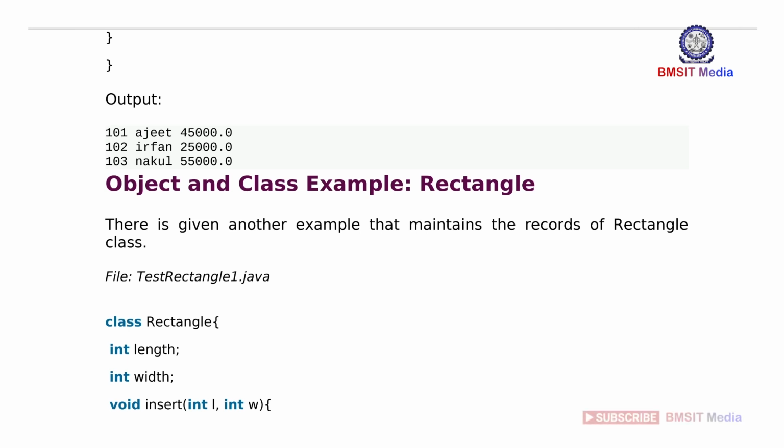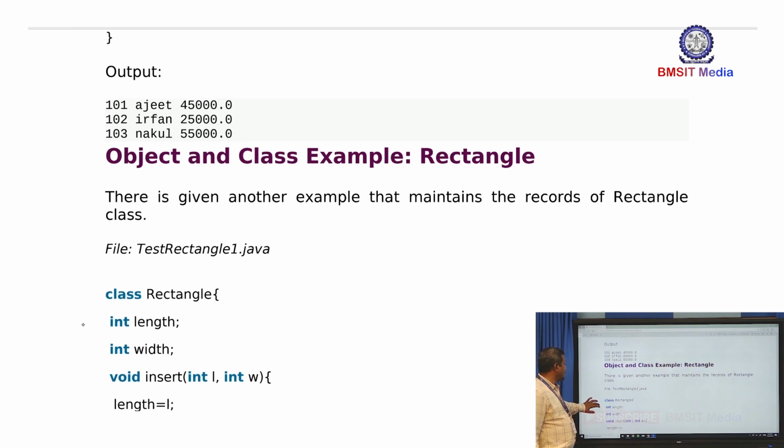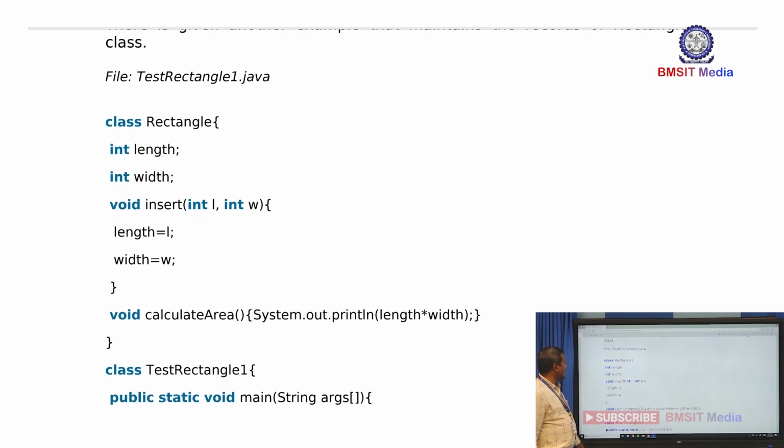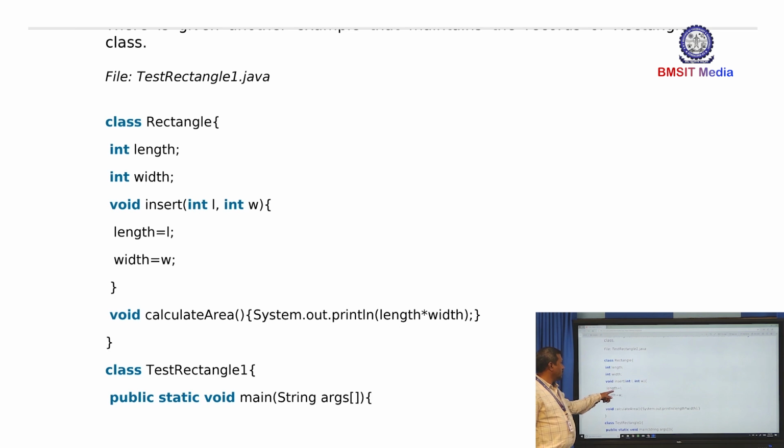Here is another example that maintains the records of a rectangle class. The class name is Rectangle, which contains length and width as the two fields. The insert function performs the insertion operation: length is equal to L, and width is equal to W.